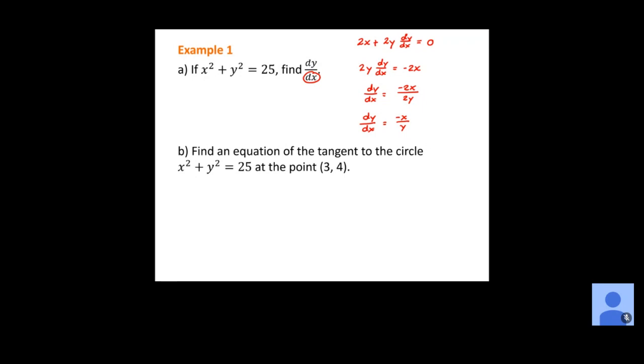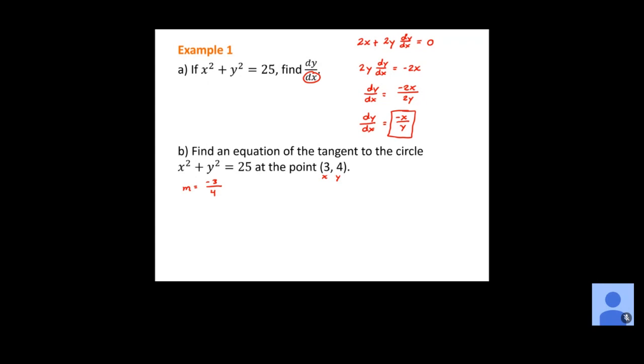Good. We know the derivative represents the slope of the tangent line. So if I'm looking for my slope, I can just plug in these values. I have an x value and I have a y value, and I have an equation here in terms of x and y. I'm just going to plug those in. That'll give us negative 3 over 4. So there's our slope.